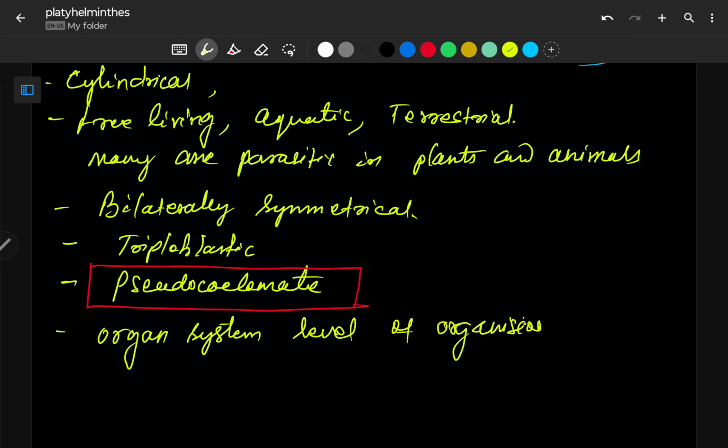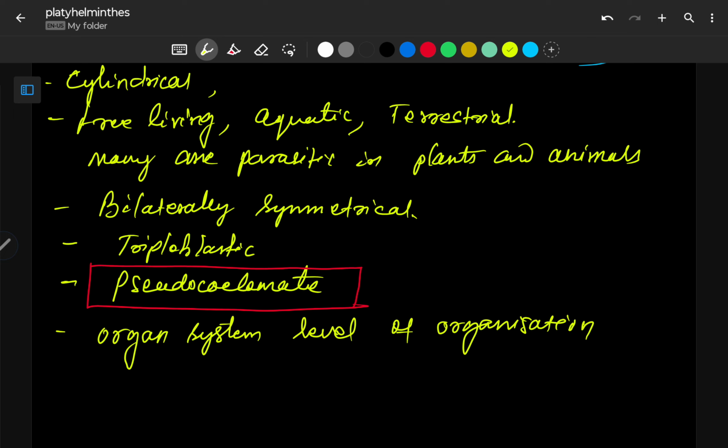I have already discussed this, so I'm not repeating it. So they have organ level of organization. So the spelling is like this.